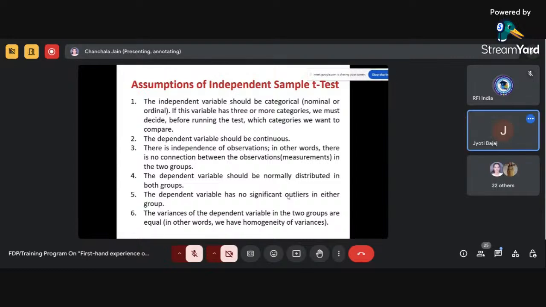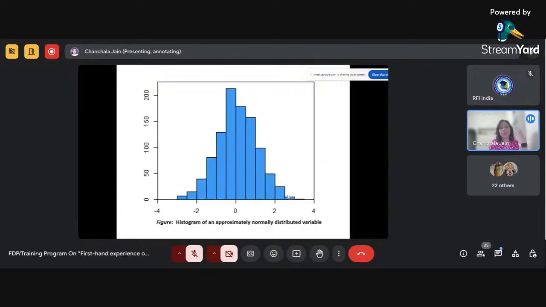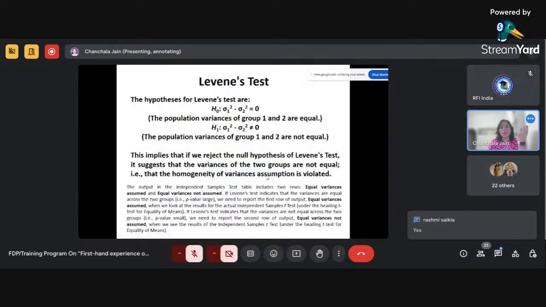Yes, ma'am, clear. Fine. So the question comes, what if assumptions are not met? There is a substitute available in the non-parametric test category named the Mann-Whitney U test, right? Further, I have already shown you this. We use it for understanding the normality of the variable; using the histogram we can comment on the normality. Then, talking about the new assumption which you have heard today, homogeneity of variances, it means that for the dependent variable the variance should be the same in both the groups, right?